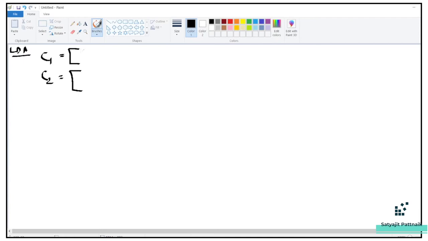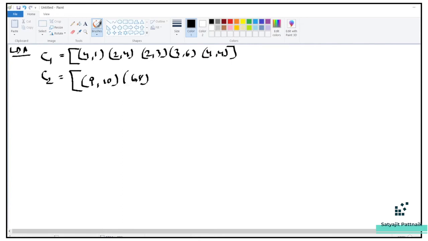Okay, so in class 1, let's say I have these samples: (4,1), (2,4), (2,3), (3,6), and (4,4). In class 2, these are the samples: (9,10), (6,8), (9,5), (8,7), and (10,8). So these are my two different classes and these are my sample values.